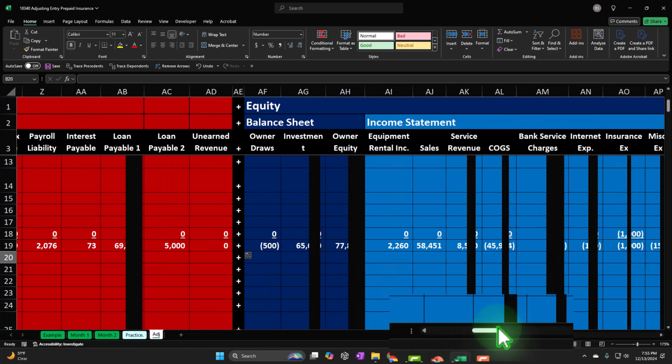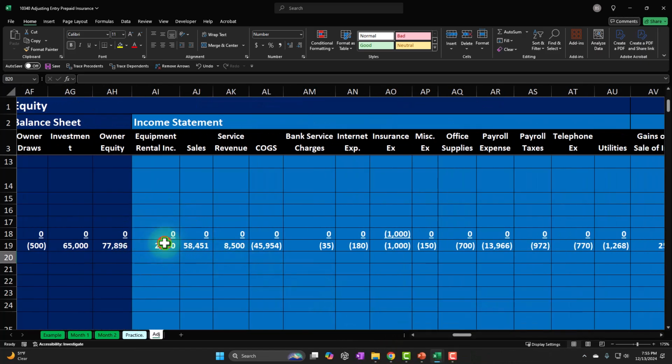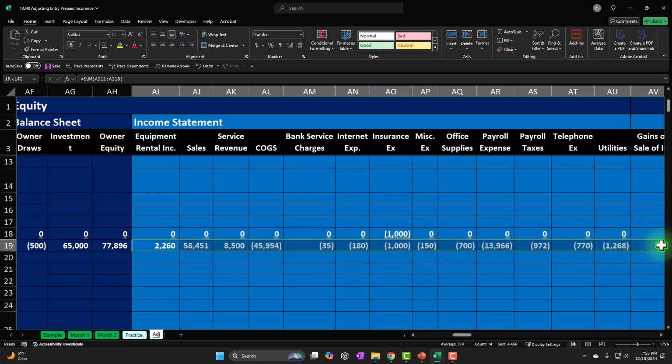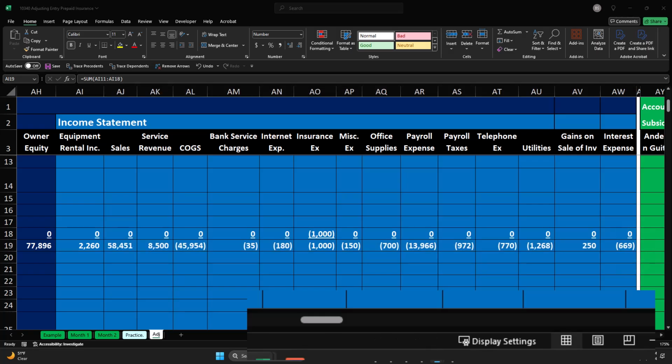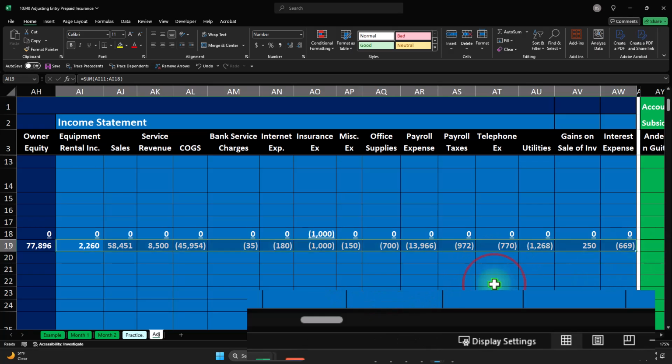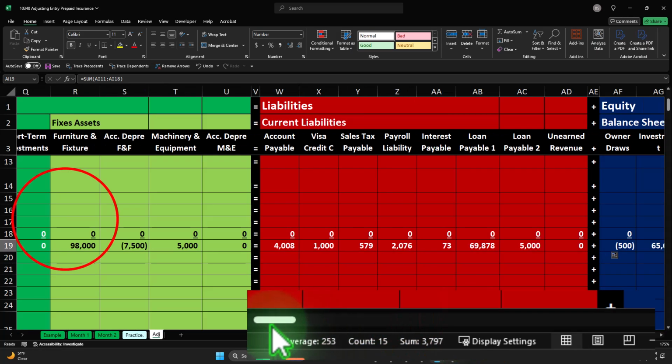So then we can see over here that of course it brought down the net income. So now we're at net income of 3797. Let me check that too. Well, yeah, 3797. So that looks good. All right.